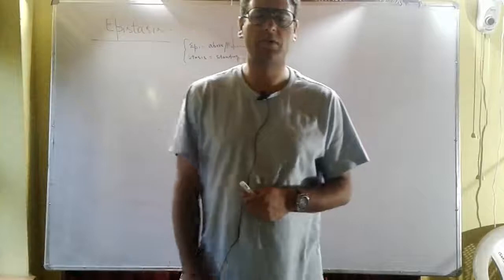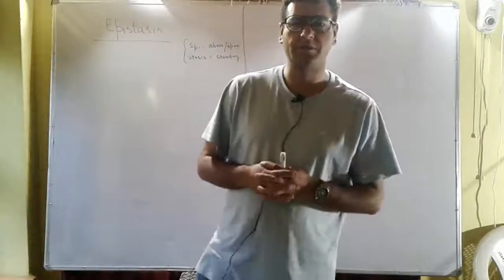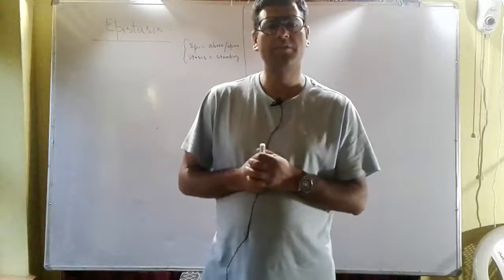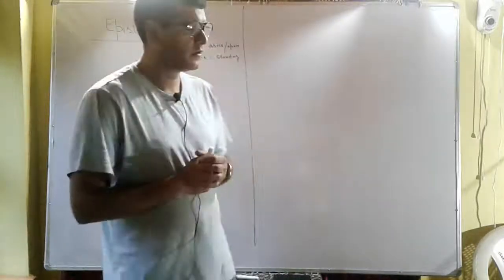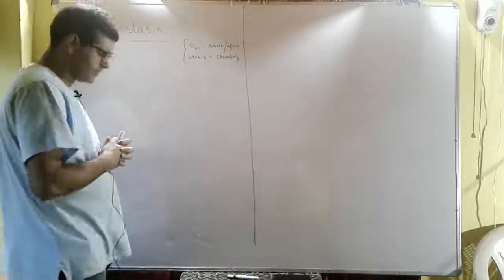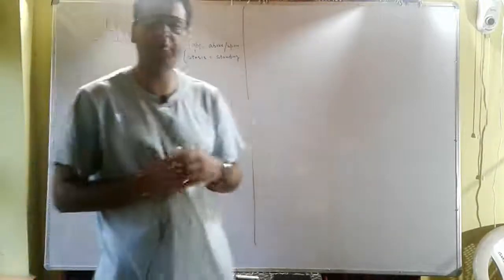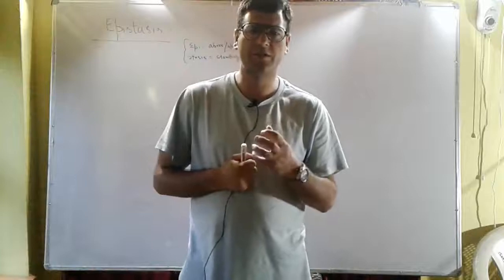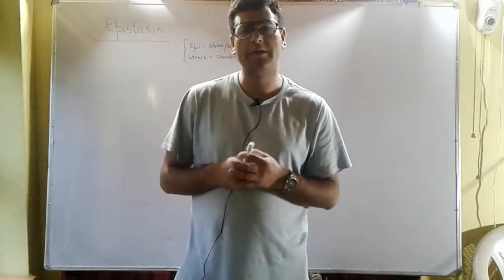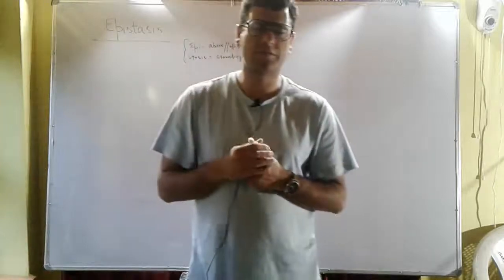Today we'll talk about epistasis. What is epistasis? Epi means above, upon, and stasis means standing. So epistasis is a gene interaction in which one gene suppresses or inhibits the expression of the other gene.